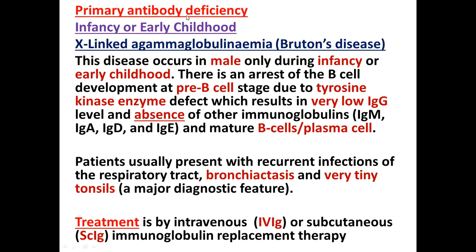Let us take the primary antibody deficiency. During infancy and early childhood, there is a disease called X-linked agammaglobulinemia, or sometimes called hypogammaglobulinemia. It's called Bruton's disease. The scientist who discovered this disease was named Bruton. This disease affects only males during infancy or early childhood, so females are not affected.